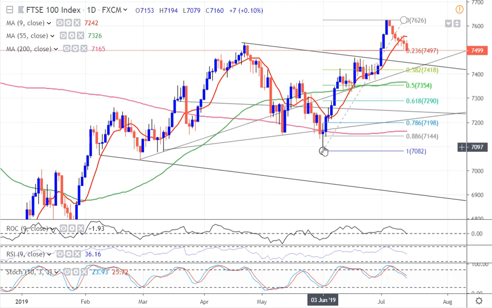Markets move in steps. That's what they do, right? So we go up, we consolidate, we go up, we consolidate. See how the consolidations are getting bigger? We go up, we consolidate.